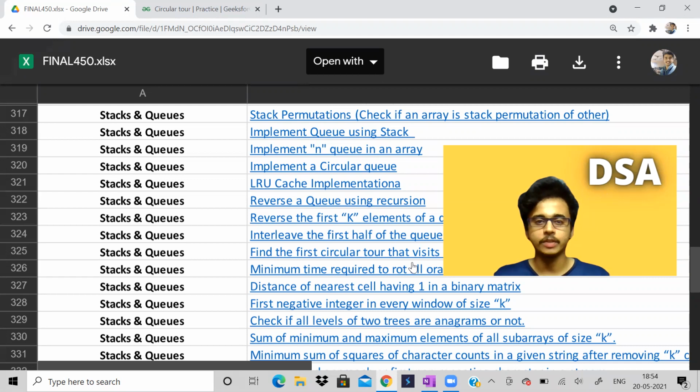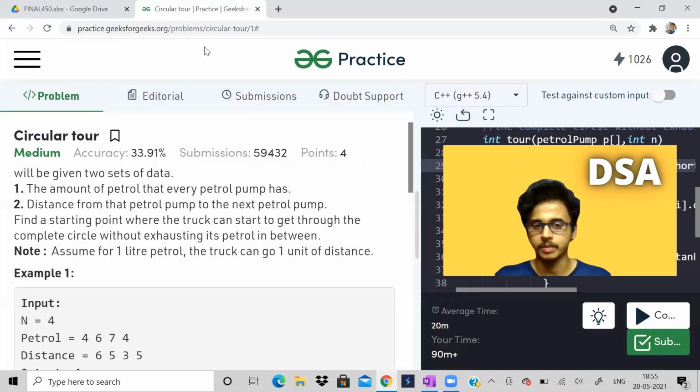So in this video, we will solve a very interesting problem. It is hard level on GFG, but actually it was quite simple. It was not so difficult. And my biggest question is, why is it in this stacks and queues list? Because I didn't use stack or queue to solve. Let us see what the problem is.